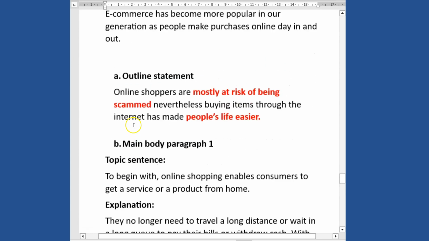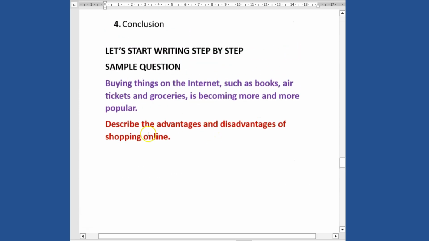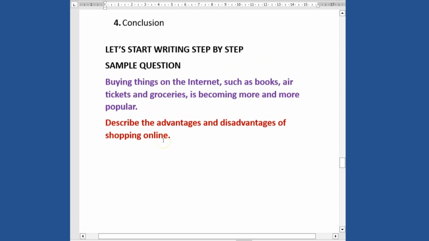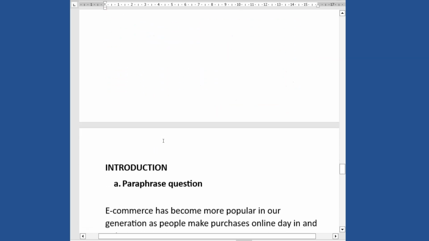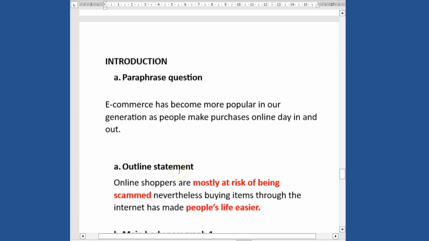So this one is just dealing with you talking about what the advantages and disadvantages of something are. Okay, so this is about describing the advantages and disadvantages. So this one you are not asked to give any opinion. All right, so that's all about the advantages and disadvantages.